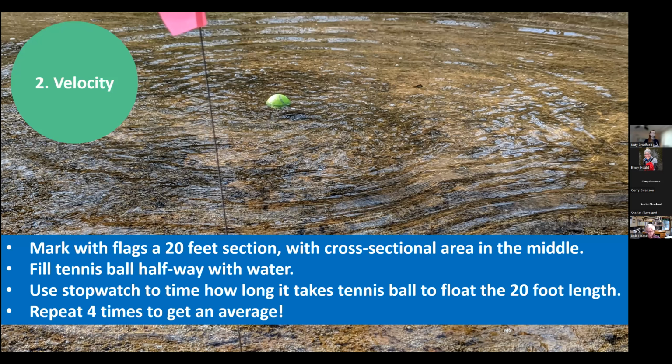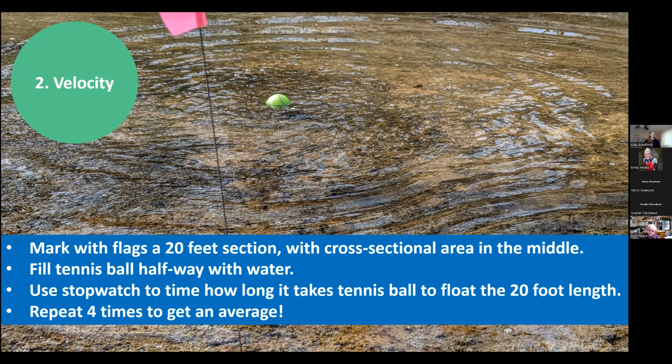You're going to fill your tennis ball halfway with water so that it sits nicely in the water column rather than sitting on top of the water. And then you simply use a stopwatch and you time how long it takes the tennis ball to float that 20-foot length. And you're going to repeat that 4 times so we get a nice average velocity.